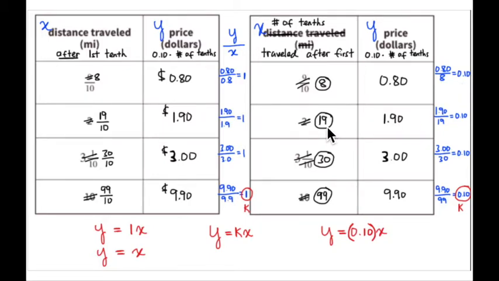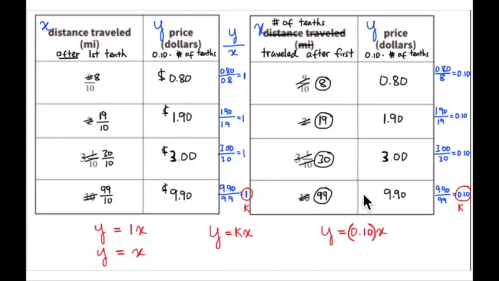$1.90 divided by 19 is 10 cents. That's 1.90 or 19 tenths divided by 19 is 1/10. This is 30 tenths or $3 divided by 30 is 1/10. And this is 99 tenths divided by 99, so that's 1/10. So this constant of proportionality turns out to be 1/10. You write that in the equation that y is equal to 1/10 x.